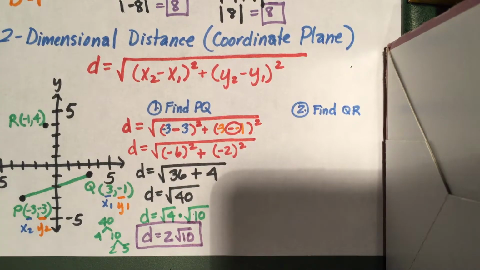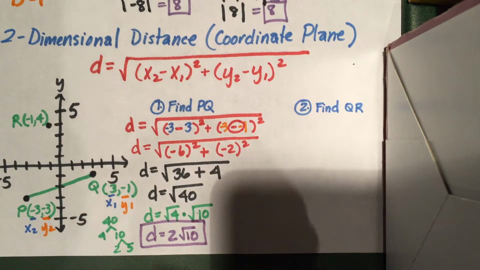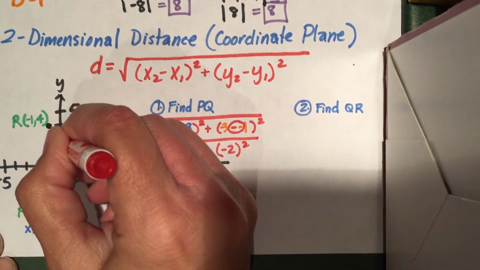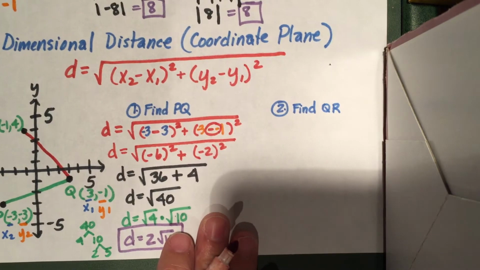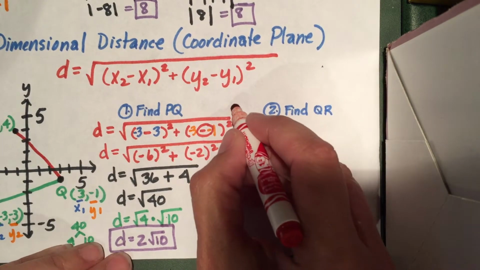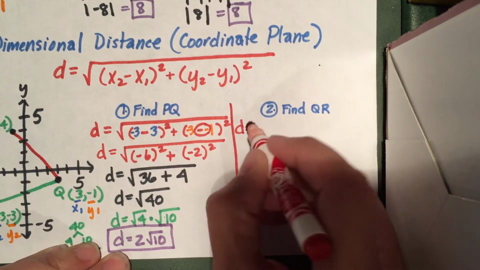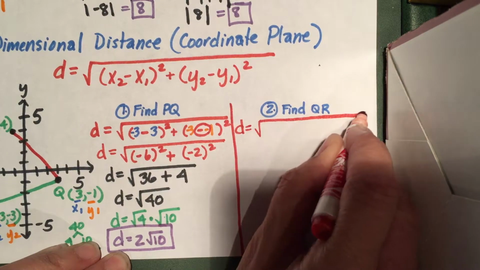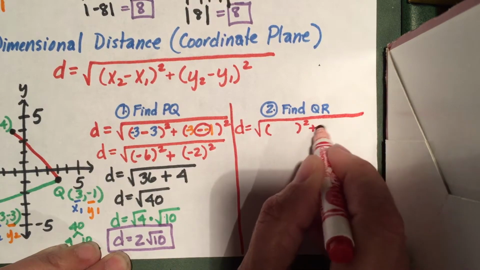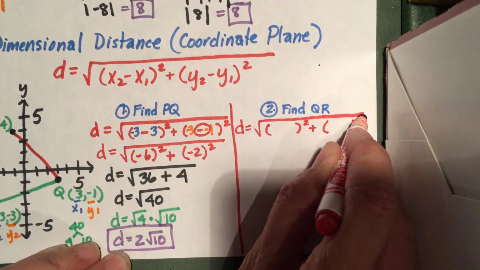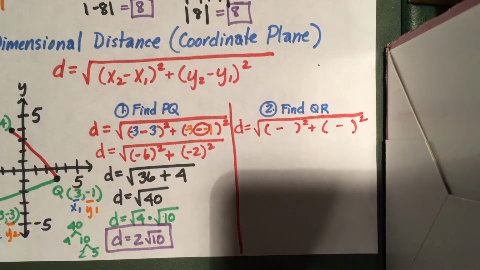So let's look at number 2 now. Number 2, we're going to find the distance from Q to R. So now I want to find this distance here. What's the length of that segment from Q to R? So once again, I'm going to start my distance formula. And I'm going to write the distance formula out, get it set up, and now I'm ready to plug in.